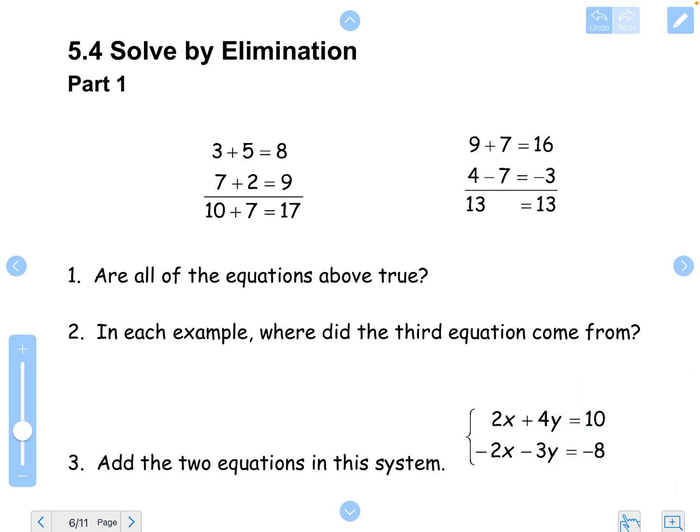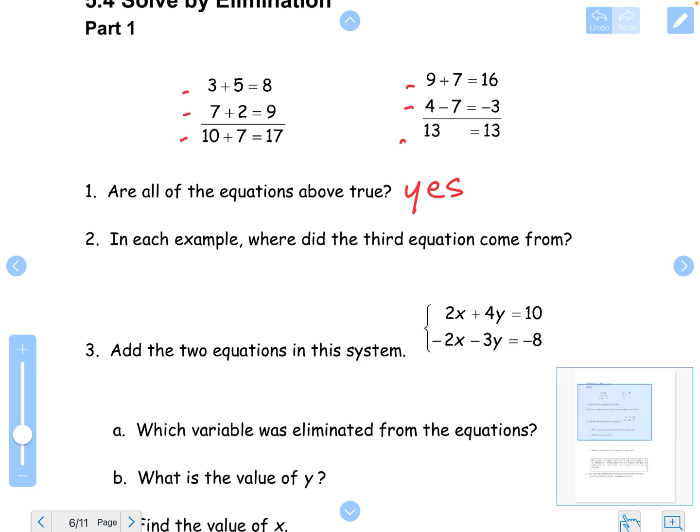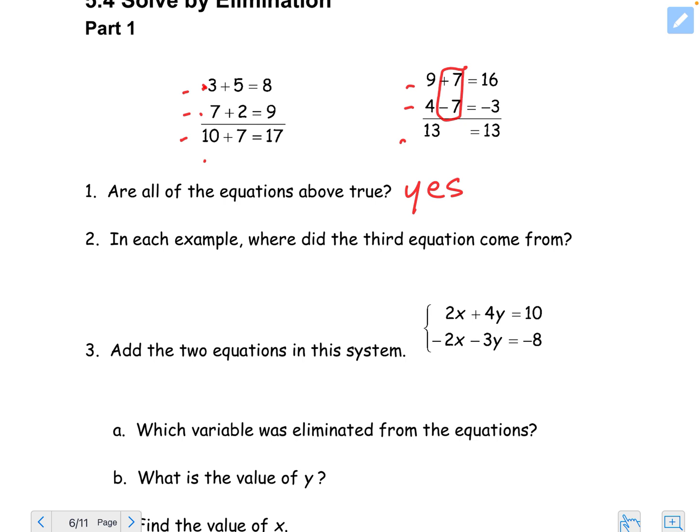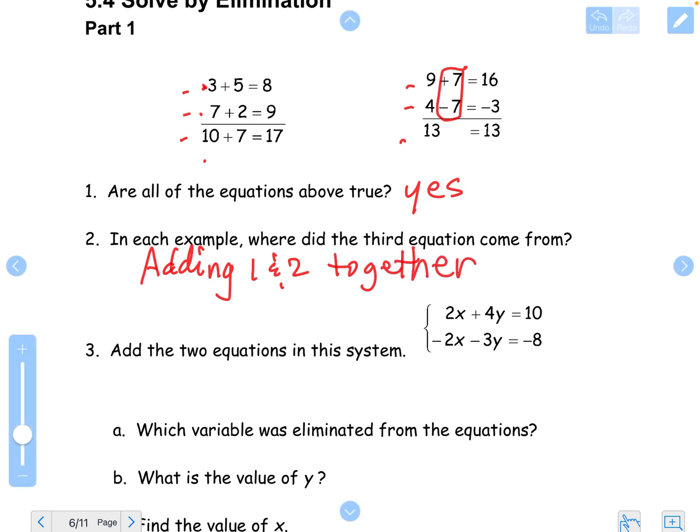So if you look at this, all six of these equations are true. And look, where did the third one come from? Well, didn't we just add the first two together? 3 plus 7 is 10, 5 plus 2 is 7, etc. Now right here, that became 0. So the third came from adding 1 and 2 together. So we can see that if we add two true equations together, we end up with a true equation.